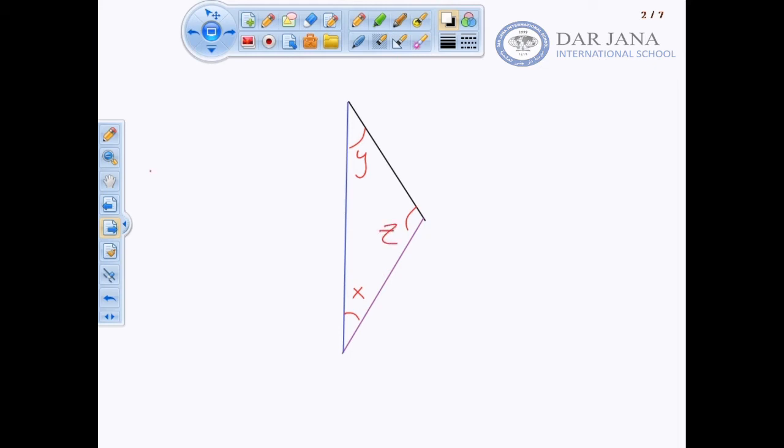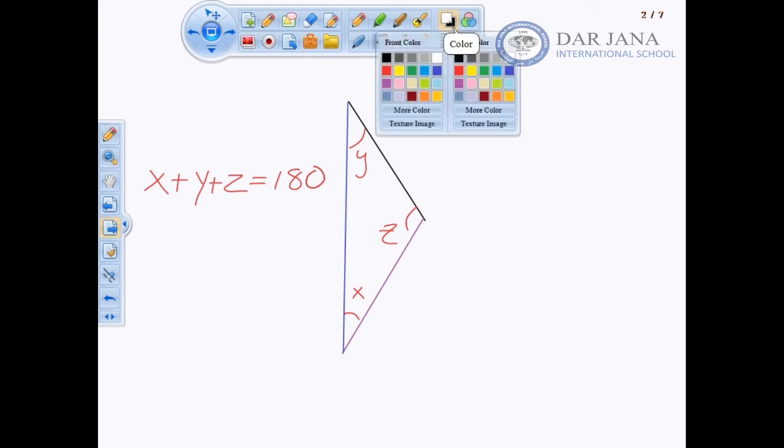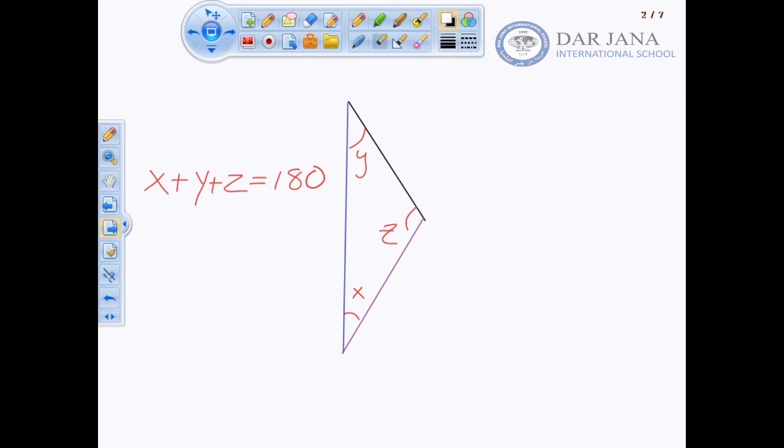If I put angle X plus angle Y plus angle Z, it should always add up to 180 degrees. All three angles add up to being 180 degrees. So if I have two known angles, for instance, this being an angle with 100 degrees, and this one being an angle with 50 degrees, and I have to figure out what this angle is.